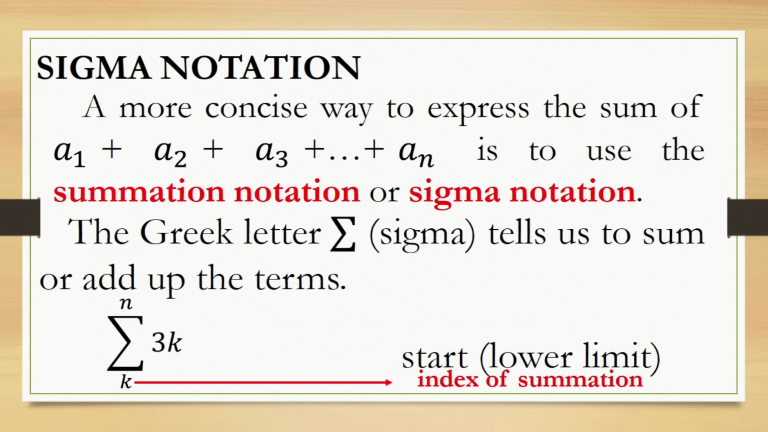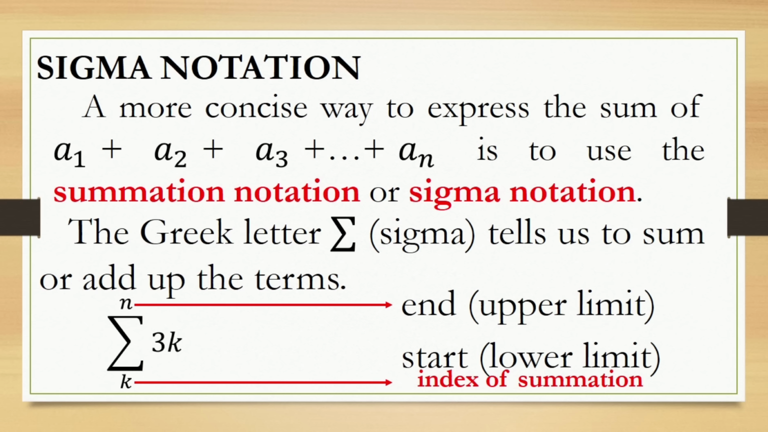So kung ang k mo is equal to 1 and your n is equal to 4, therefore, ang magiging summation mo ay 3 times 1 plus 3 times 2 plus 3 times 3 plus 3 times 4. So, matatapos tayo sa 4 kasi yung n mo ay 4. Okay? Now, hindi lang laging k ang ginagamit nating symbol. Pwede rin tayong gumamit ng i, pwede rin j. So, kahit anong letter, pero ang madalas ginagamit ay i, j, or k.